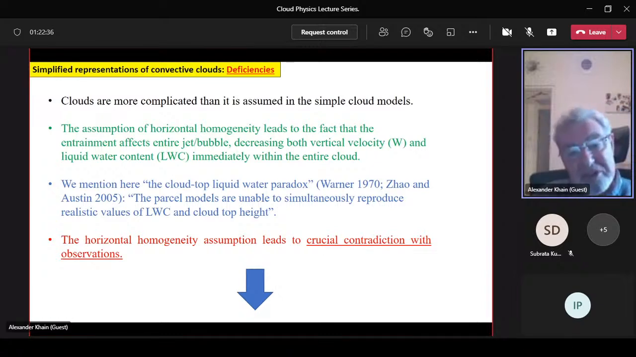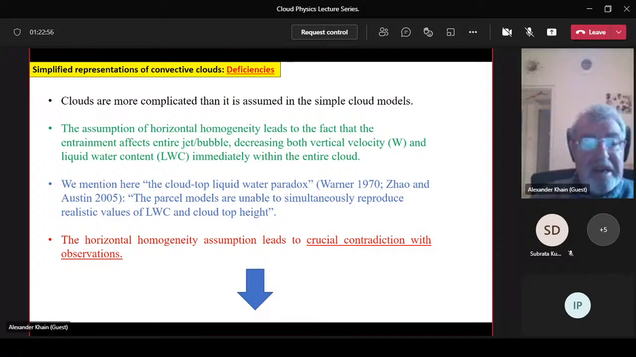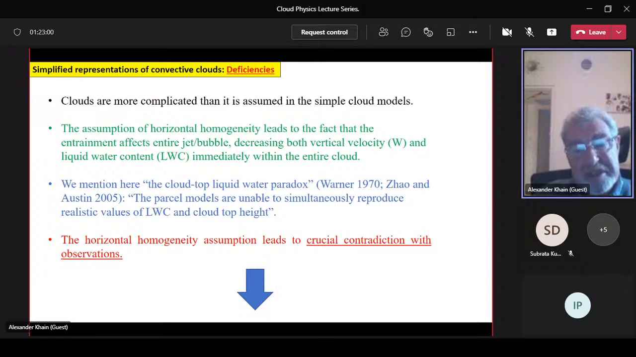Or if we predict cloud top height, in this case liquid water content comes out too high. So it's impossible to predict these two values at the same time. And of course, the horizontal homogeneity assumption leads to a crucial contradiction with observations.